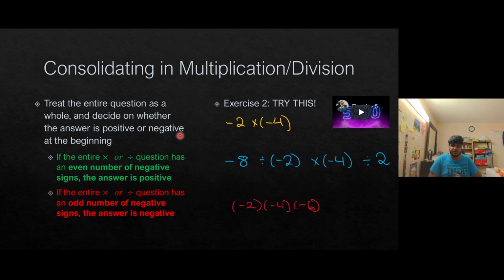Similarly, if the entire multiplication or division question has an odd number of negative signs, we consider the entire answer at the end of the day to be negative. And then again, once you decide whether you have a positive or a negative answer, you just ignore all the signs in the question and continue working through the question as if there was no negative sign to begin with.